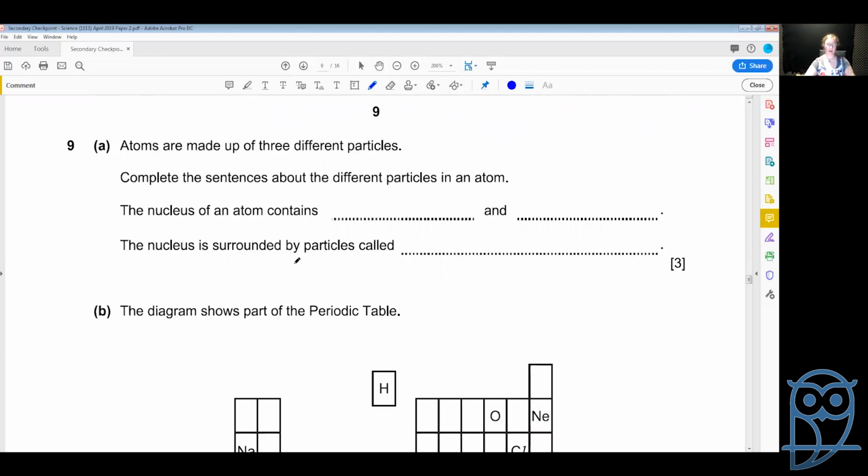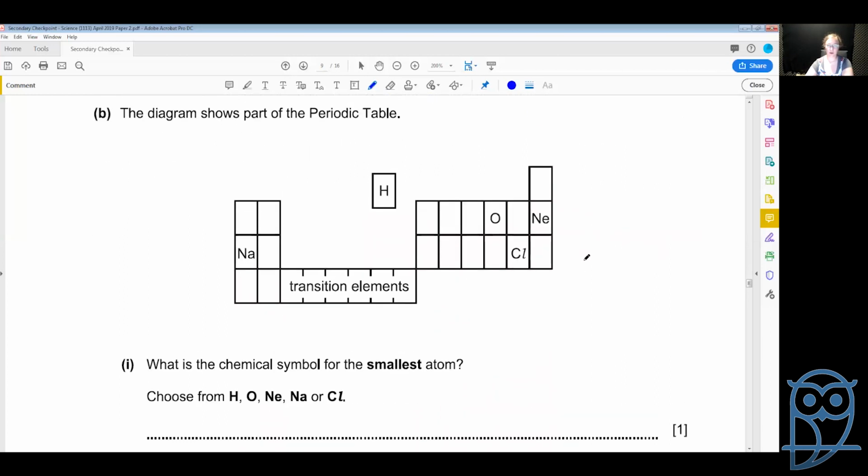So atoms are made up of 3 different particles. Complete the sentences about the different particles in an atom. The nucleus of an atom contains protons and neutrons. The nucleus is surrounded by particles called electrons.